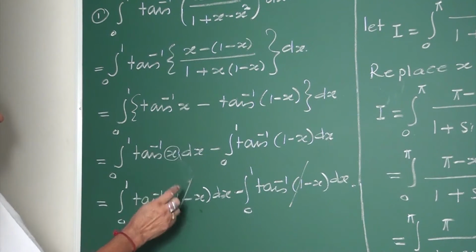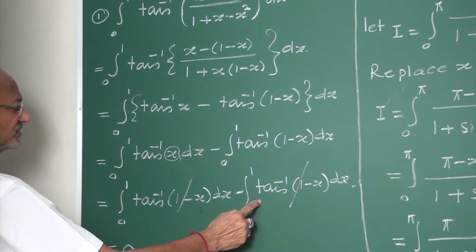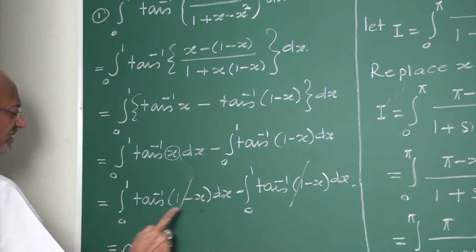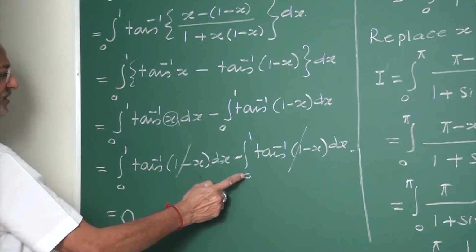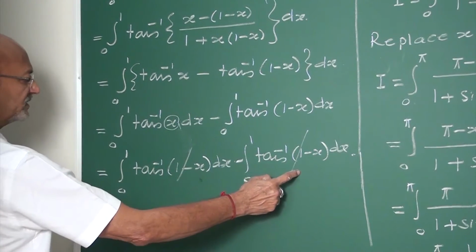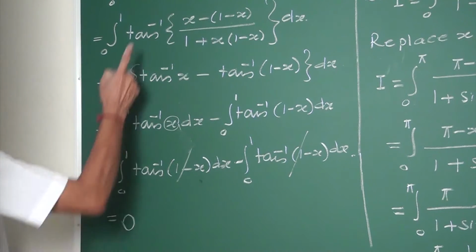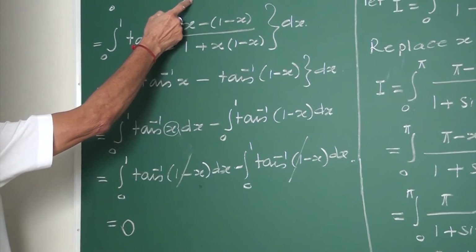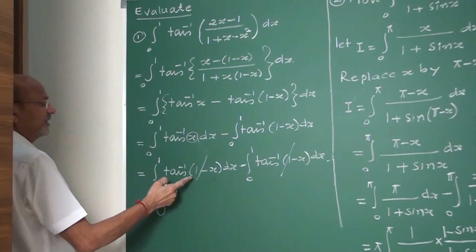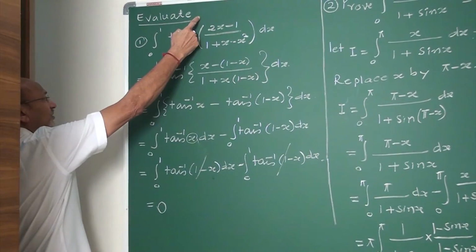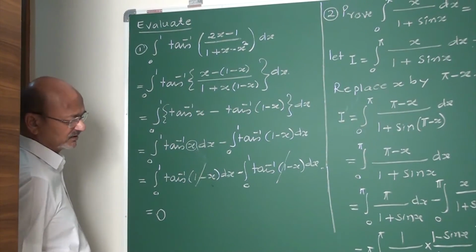What is this? 1 minus x. You keep it as it is. So it is the integral from 0 to 1 of tan inverse x minus the integral from 0 to 1 of tan inverse (1 minus x). Cancellation: plus with minus gives 0. Therefore, the value of this definite integral is 0. It is a simple example. They ask it along with that theorem.